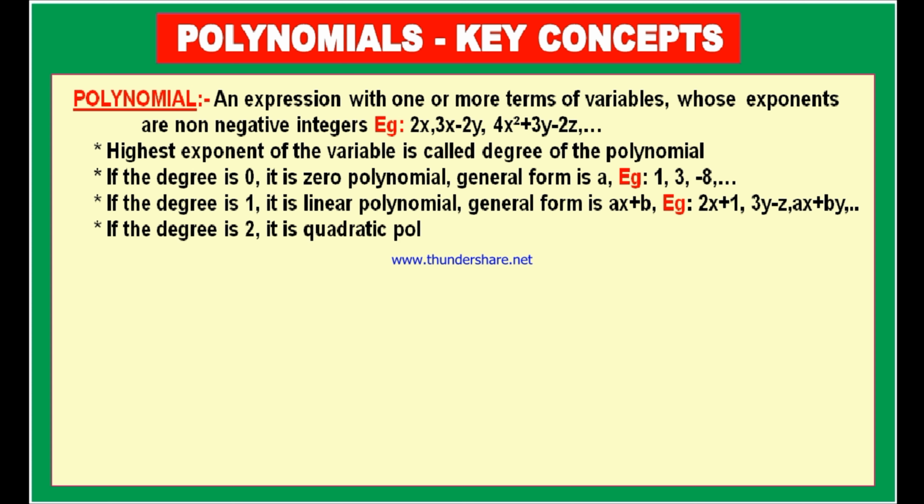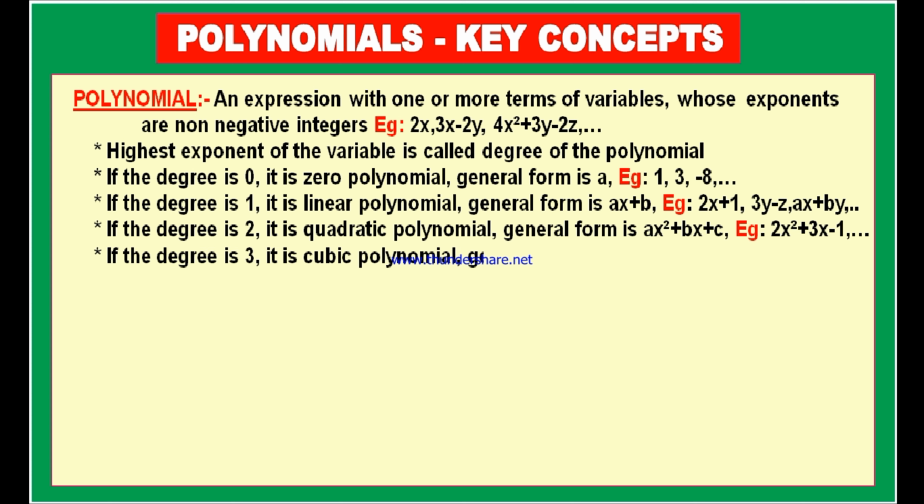And the next point, if the degree of any polynomial is 2, then it is a quadratic polynomial. The general form of the quadratic polynomial is ax square plus bx plus c. And here is an example, 2x square plus 3x minus 1. Here the highest exponent of x is 2, therefore it is a quadratic polynomial.